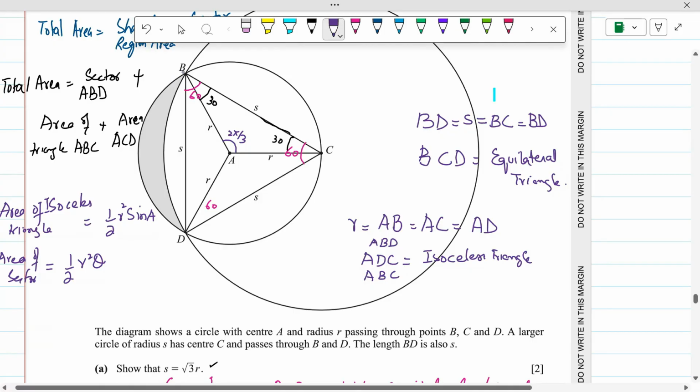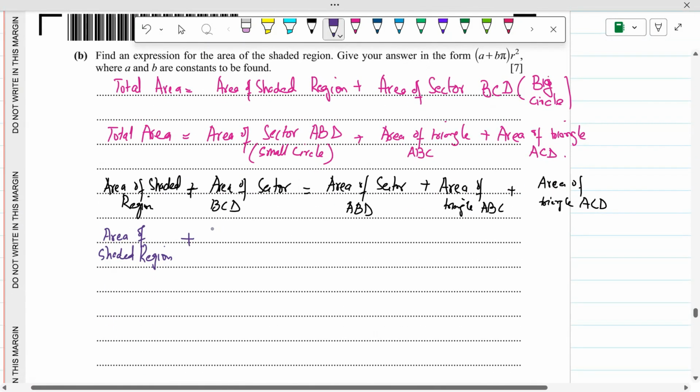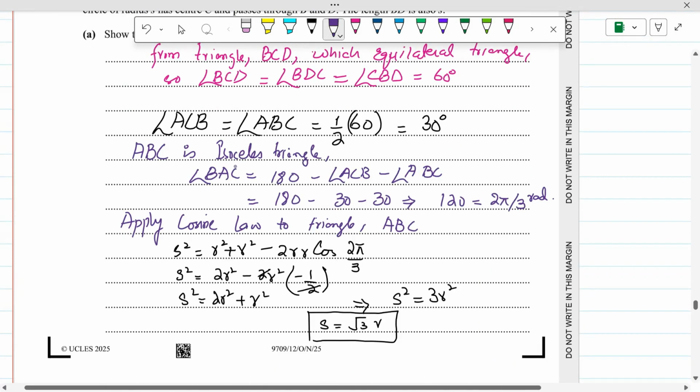Now area of the sector BCD, which has the angle of 60 degrees, which is equal to pi by 3, and the radius of the big circle is S. So we can say that 1 over 2 radius square, which is S square, angle which is 60 degrees, or in radian it is pi by 3, is equal to area of the sector ABD.